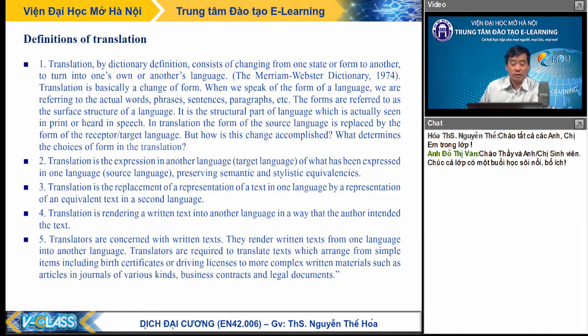And also, the fourth definition: translation is rendering a written text into another language in a way that the author intended the text. And the fifth, translators are concerned with the written text. So when they render written text from one language into another language, translators are required to translate texts ranging from simple items, including for example birth certificates and driving licenses and some more, to articles, journals, etc.